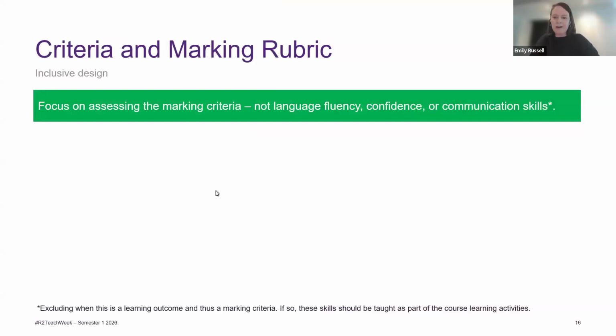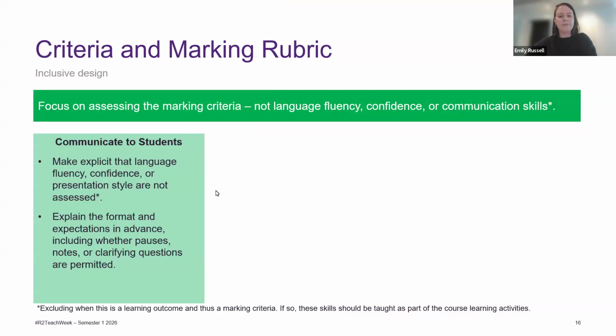So, criteria and marking. When you're designing these, try to focus on assessing students on what they know and not on how well they present. My advice would be don't get caught up in assessing students on things like eye contact or how confident they seem, particularly because cultural differences mean that students will present differently. For example, in some cultures, eye contact is considered rude.